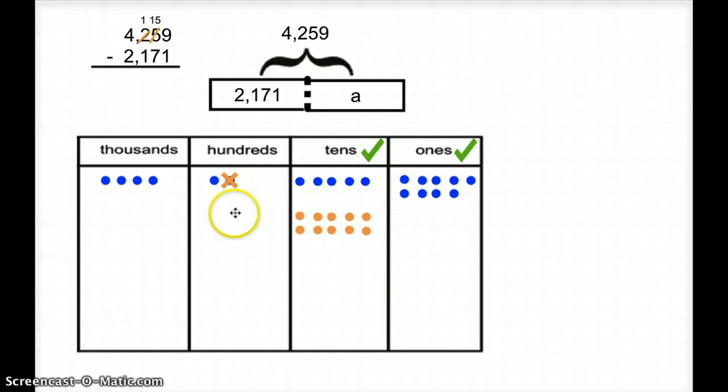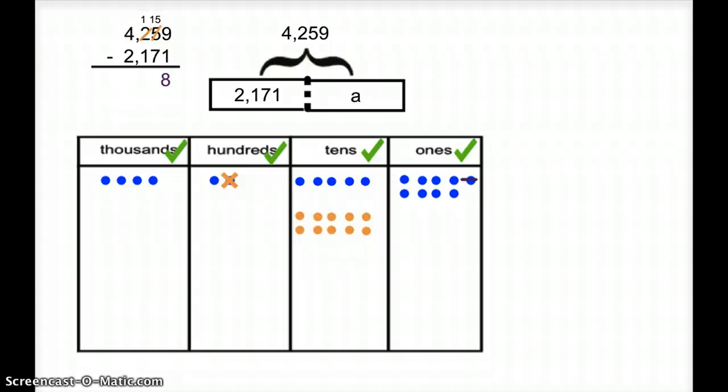When I look at the hundreds place, I can subtract 1 away from 1, so the hundreds is ready. And I can subtract 2 thousands from 4 thousands, there's enough here, so I know these remaining 2 place values are ready as well. Now I'm ready to subtract.